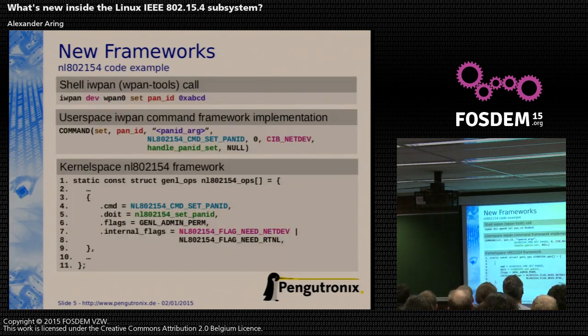So a code example: that's a calling chain from the user space shell to the kernel space. This example shows the PAN ID. I colored the relationship between each flag. So for example, here the CIB netdev is a required dev. Then in the kernel space implementation we also have a flag, need netdev. So you need to type dev from the user space side, and it's pretty much the same as wireless does. The green one is for callback functions to set and get the netlink attributes, so that's the PAN ID number in this case.